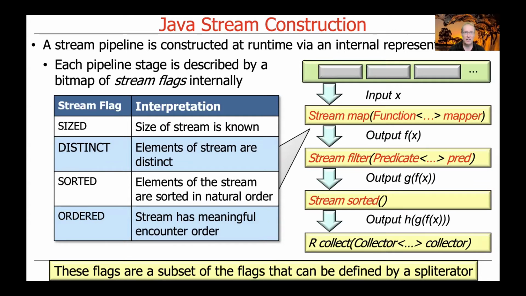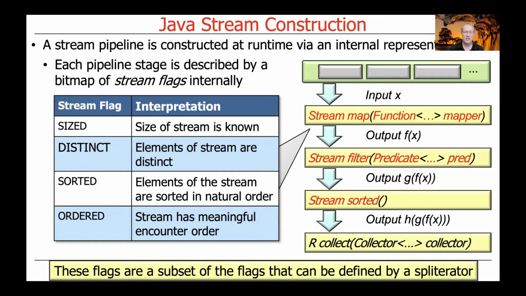Another property is sorted, which means that the elements of the stream are sorted in so-called natural order, either ascending or descending. And again, some stream sources will be known to be sorted. For example, a TreeSet is known to be sorted. Conversely, an ArrayList may or may not be sorted. A HashMap probably is not sorted. It's hashed, not sorted.